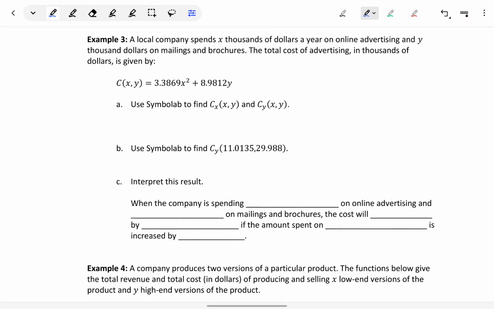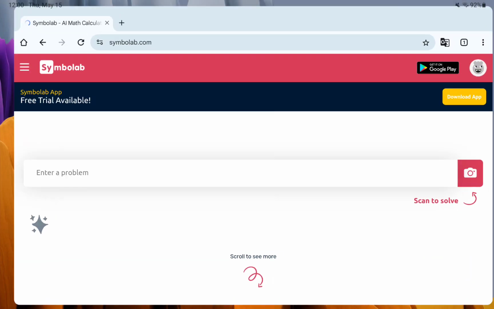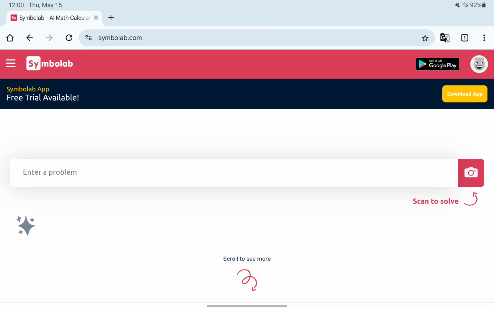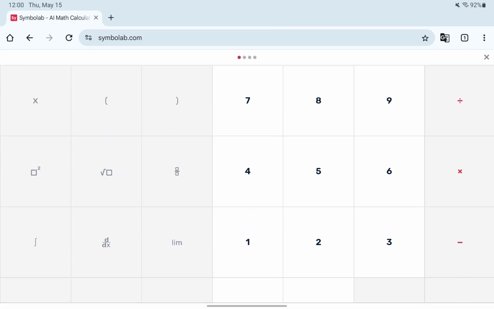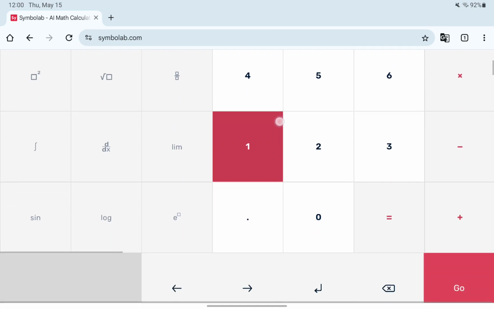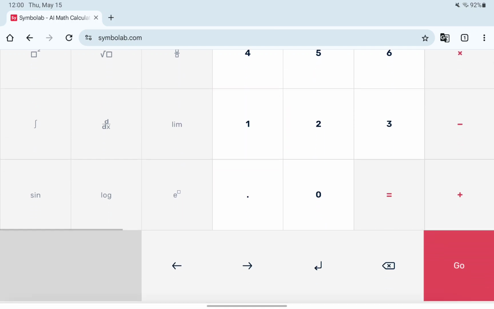In example 3, we have a local company that spends X thousands of dollars a year on online advertising and Y thousand dollars on mailings and brochures. The total cost of advertising in thousands of dollars is given by this function C of xy. We want to use Symbolab to find the first partial derivative with respect to x and then with respect to y. In order to do that, we'll make use of these input values that they give us.